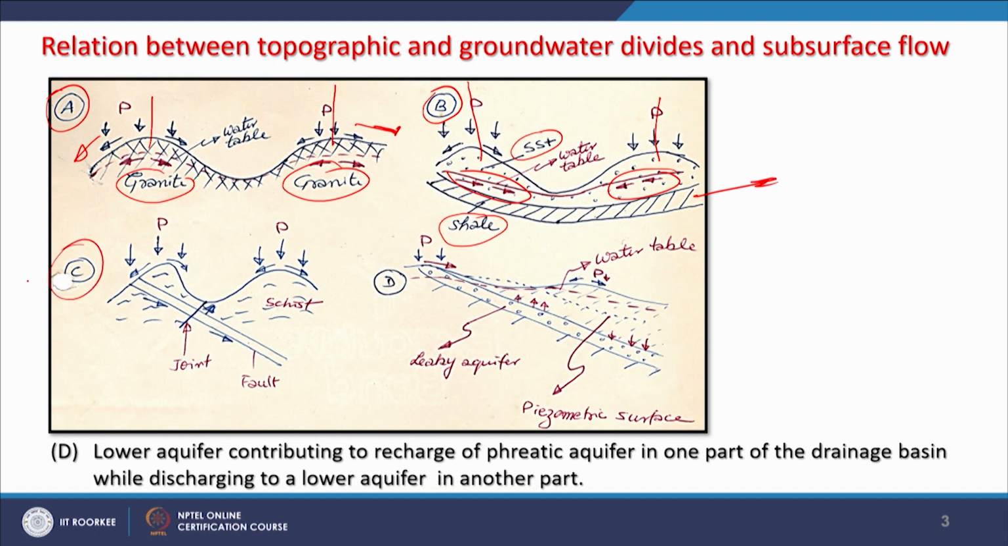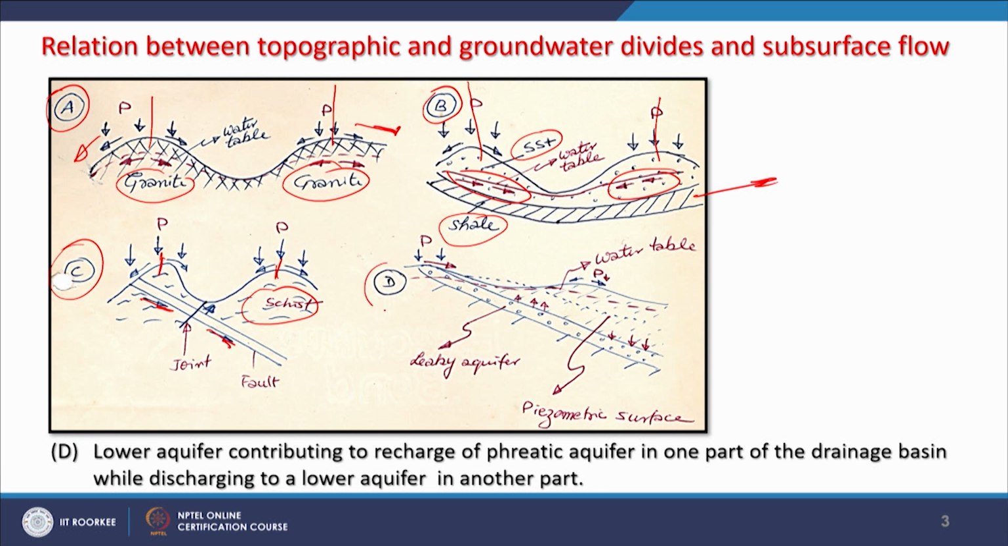And the third scenario is here, where you have metamorphic rocks, you have schist, and you have a fault which is also shown here. So, here again, these mounds, if precipitation occurs, need not serve as a watershed boundary. As you can see, along the fault the movement is happening, which is interbasinal movement.